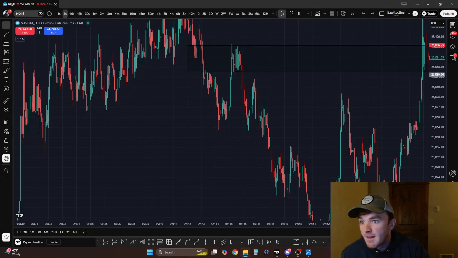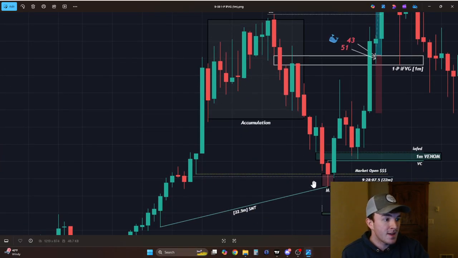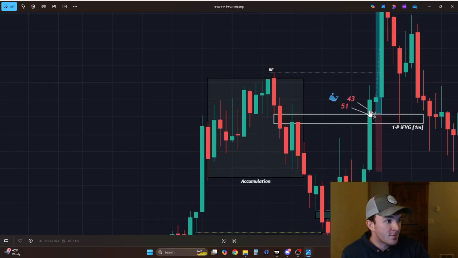Then this was cool, right? First percent for value gap. We come down. We have a 22-minute SMT. Bang, we close above the first percent for value gap. We retest it here.